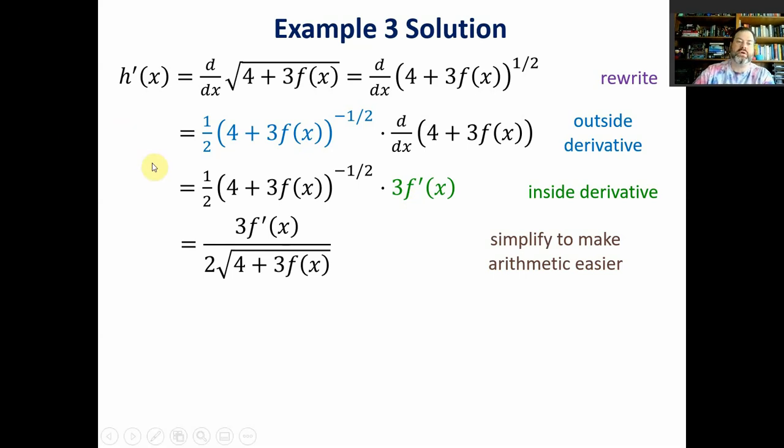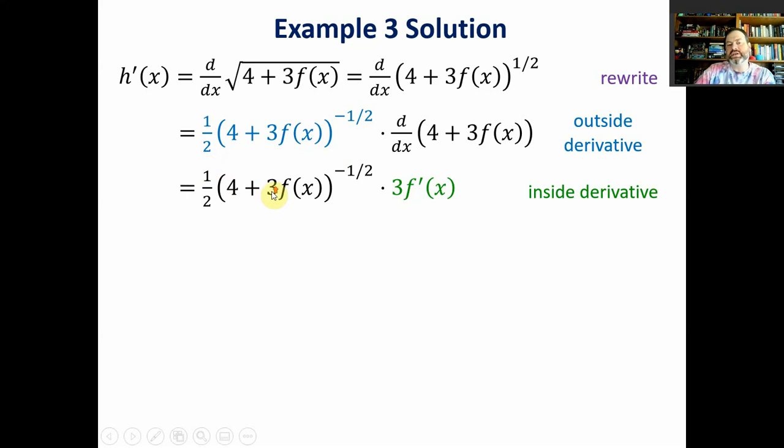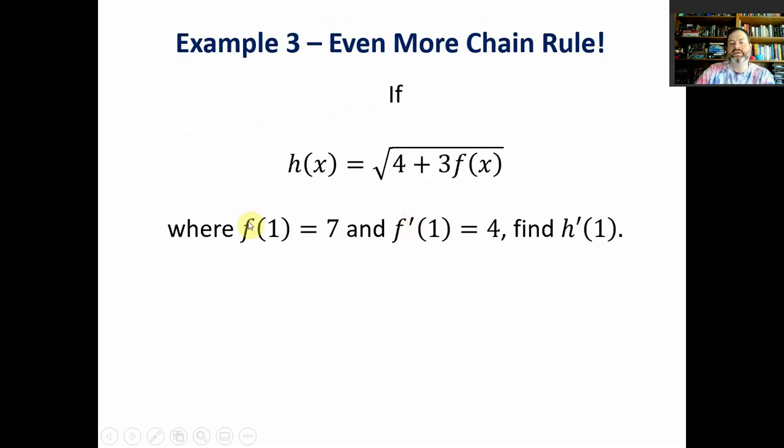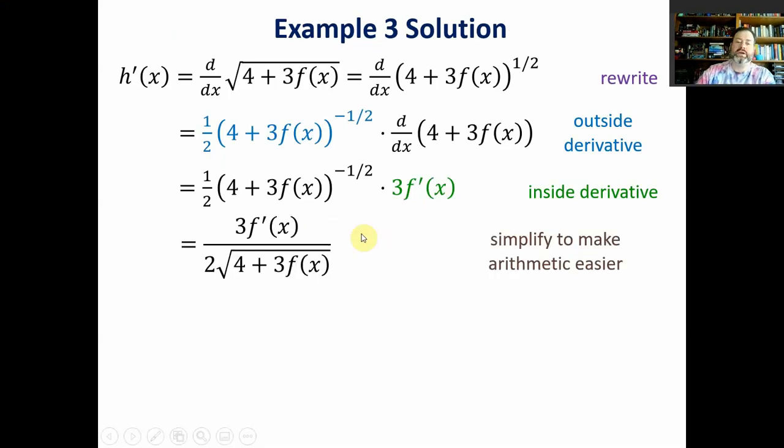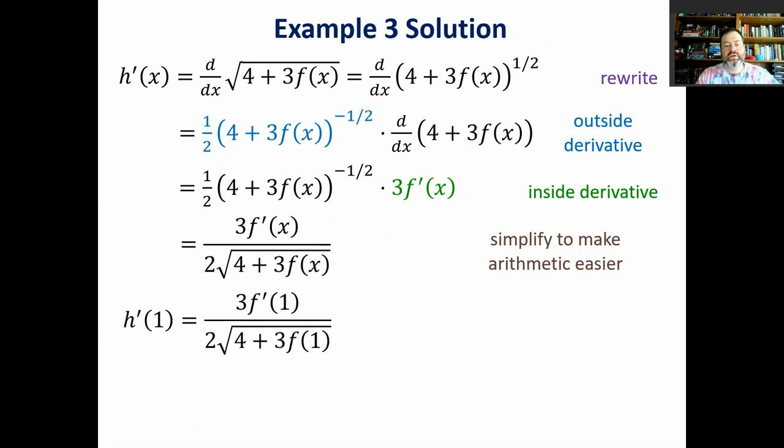If this were the whole question just to stop here, you could have stopped there. But the question says, look at what it says. If I know these two values, find this value. Which means I'm going to have to plug some numbers in. I'd much rather plug them into this than this. And it's just easier. So I went ahead and simplified just to make the arithmetic easier.